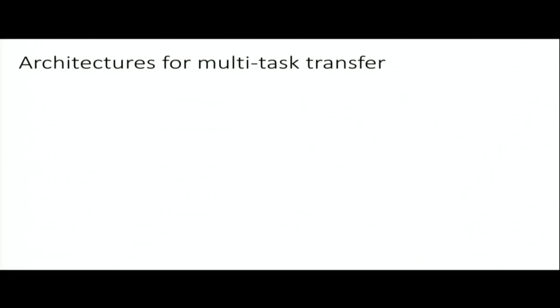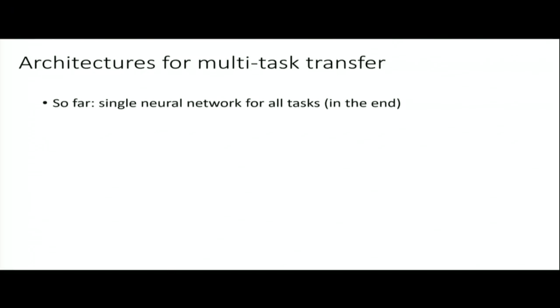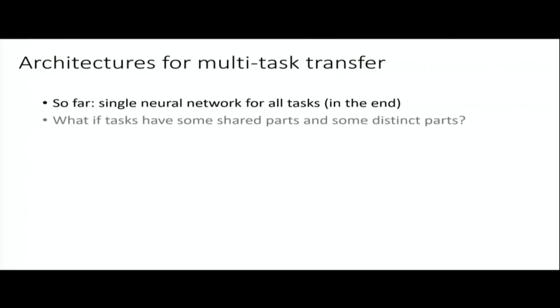And actually, modularity is the next thing I was going to discuss. So let's talk about architectures for multitask transfer. So far, all the methods I've discussed deal with generic deep neural network architectures. If you remember, at the end of the forward transfer section, I talked about architectures for forward transfer. Now let's talk a little bit about architectures for multitask transfer. So far, it's a single neural network for all the tasks, at least in the end, in the case of the distillation method. But what if all the tasks have some shared parts and some distinct parts, and you know which parts are shared and which parts are distinct?